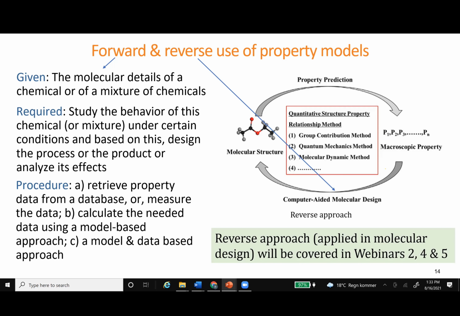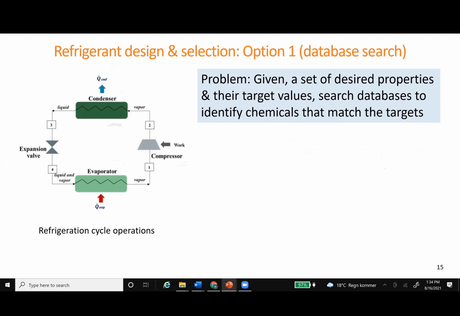That we can do both by doing the search in the database, as well as creating molecular structures, calculating the properties, and finding out whether they match. So that reverse approach was discussed already in webinar 2 on properties prediction, and this will also be discussed in webinars 4 and 5, the reverse approach. So now let's look at option 1, database search.